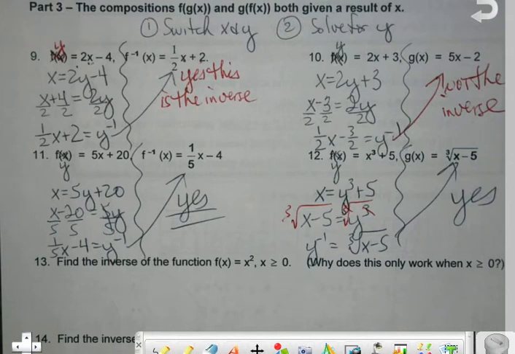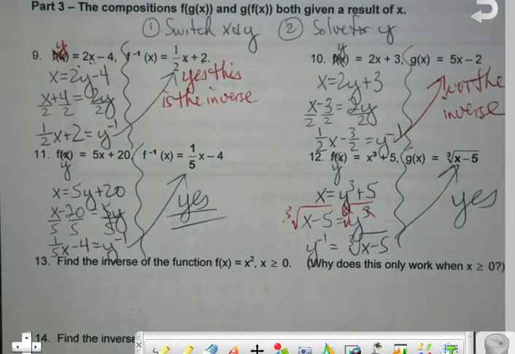Any issues with figuring out if one function is the inverse of the other? Any questions on this part? No. Okay. On what we just did? Oh, okay, yeah. We're moving on to the next part here, though.